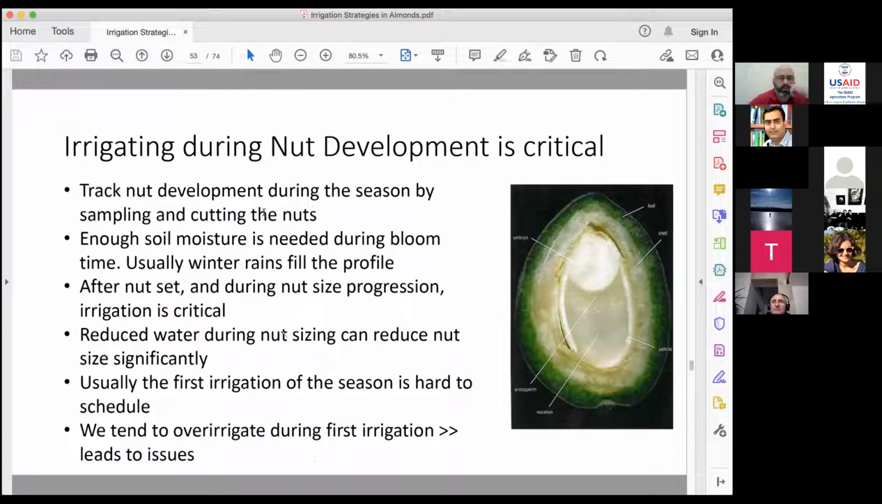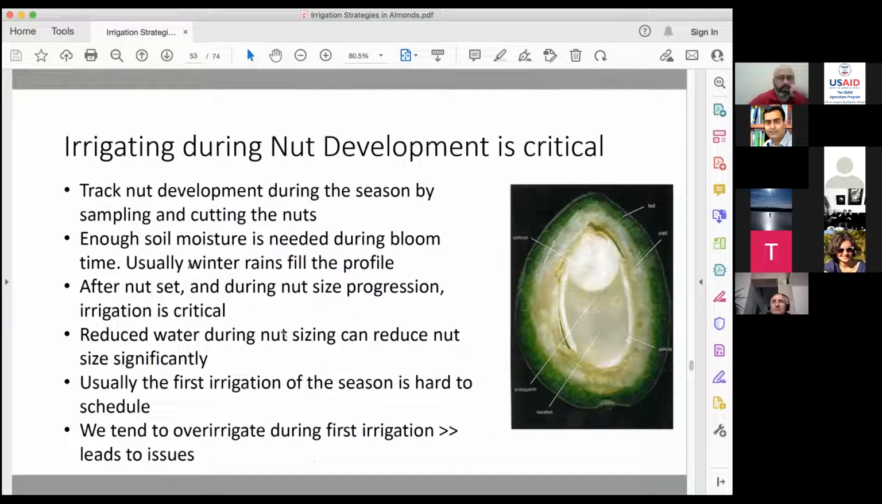So we need to track the nut development during the season. One thing that you can always do is when you're walking through your field, you can cut the nuts. You can take a knife and cut the nuts and look at the kernel development, how the kernel size is increasing, and how it's developing.